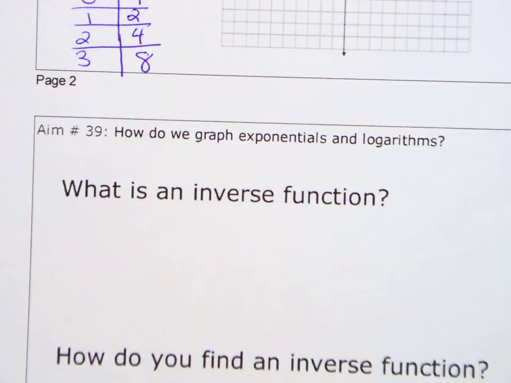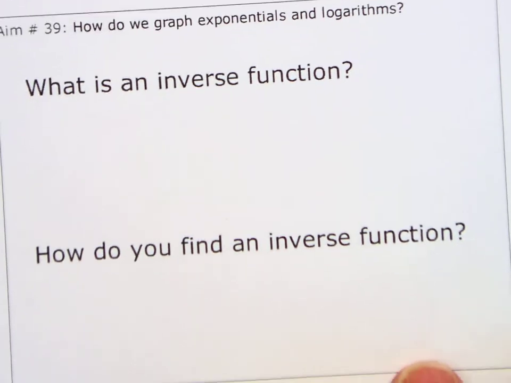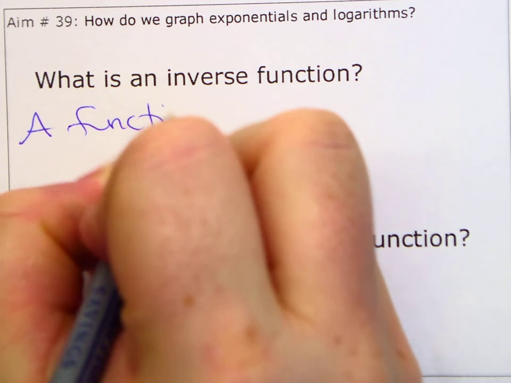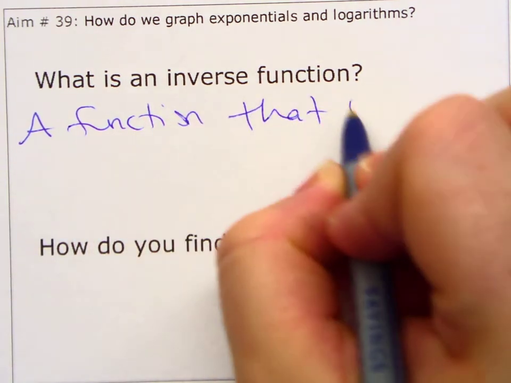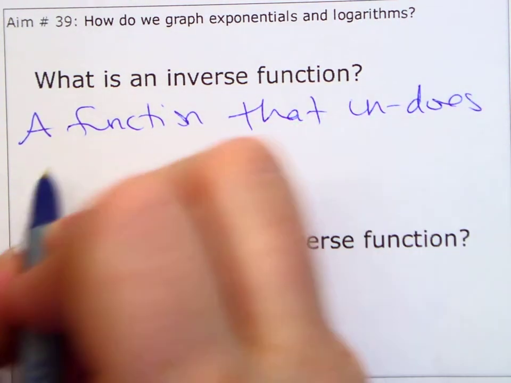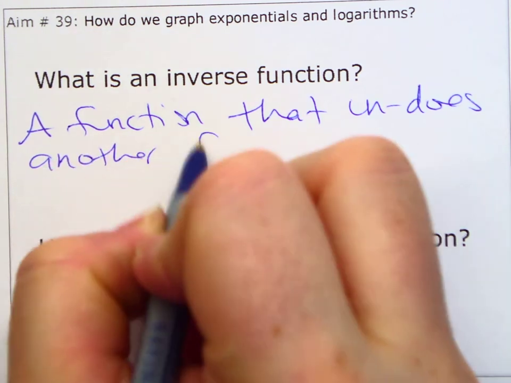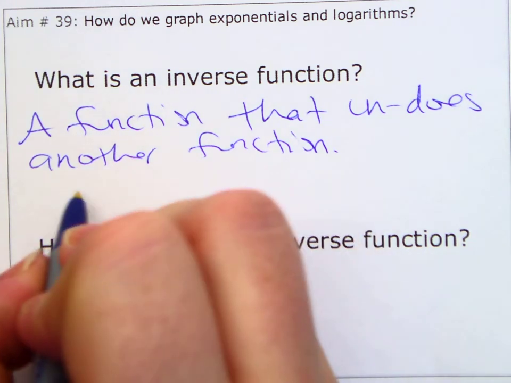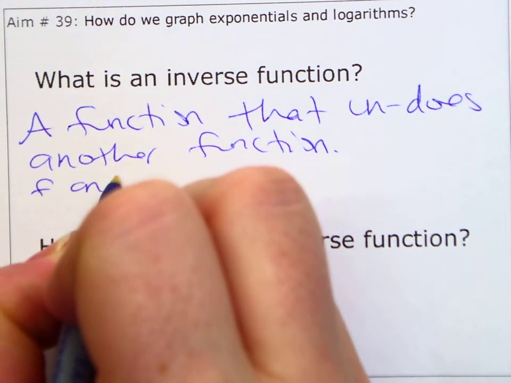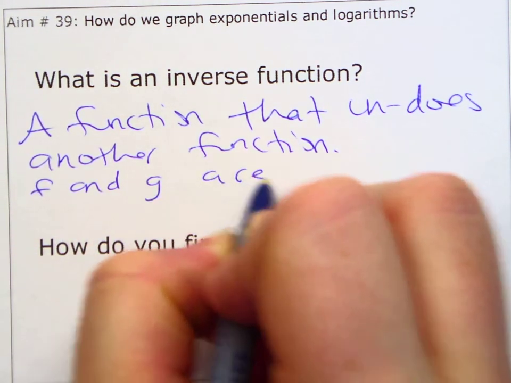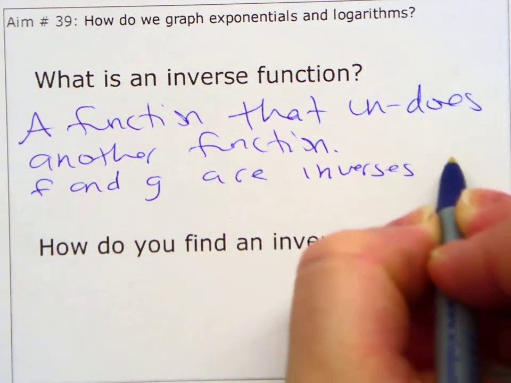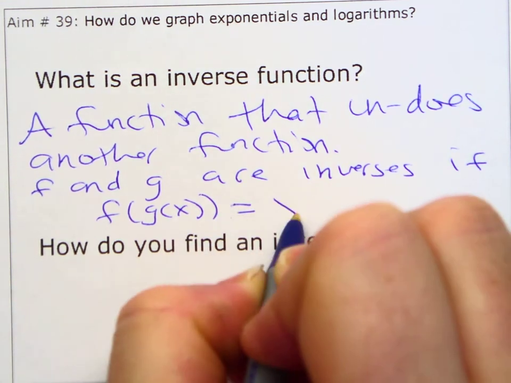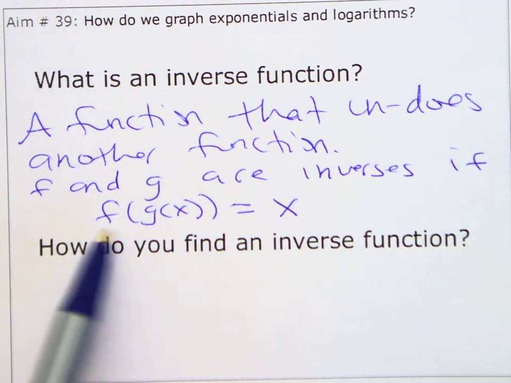All right, inverse functions. What is an inverse function? It's a function that undoes another function. And the real definition is if f and g are inverses, then f of g of x equals x. Right? So it undoes itself.